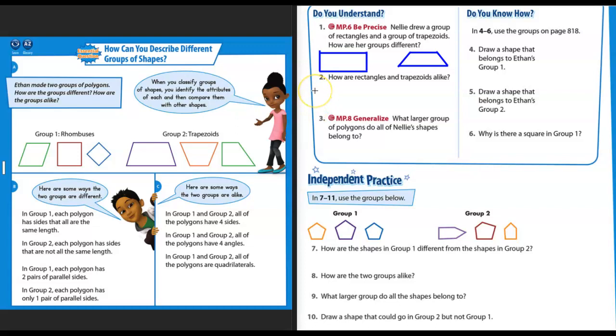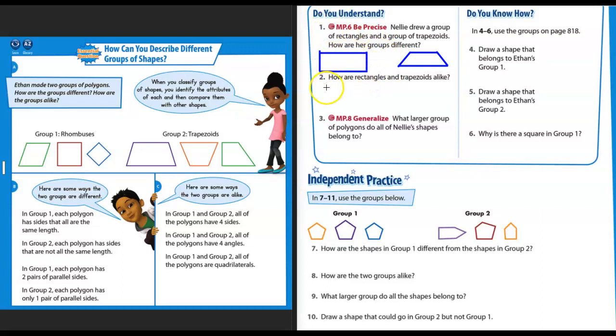Over here, it says Nellie drew a group of rectangles and a group of trapezoids. How are her groups different? So I drew them beforehand. So the rectangles have 4 right angles, 1, 2, 3, 4, while a trapezoid does not. And a trapezoid has one pair of parallel sides, while a rectangle has 2 pairs of parallel sides.